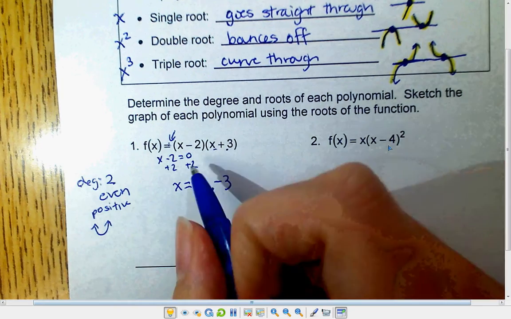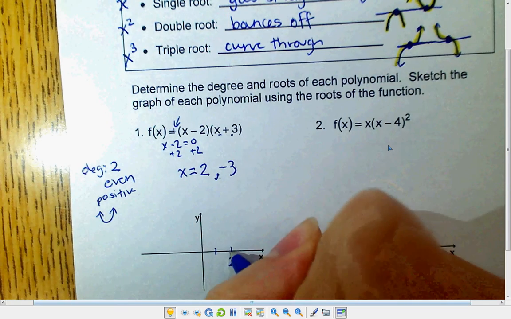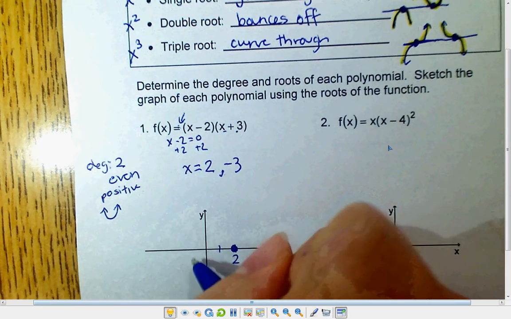Now we're going to plot our roots. So we know we want a root at 2, and then we want a root at negative 3.